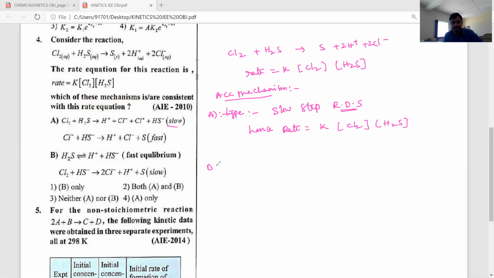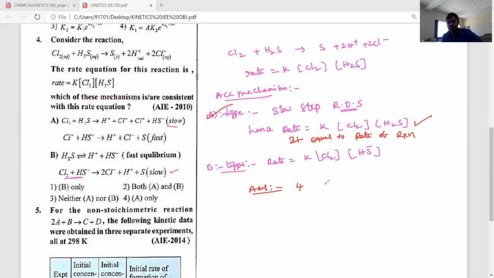Now let's see the B type. In the B type mechanism, this is the slow step. For the slow step, the rate is equal to K into concentration of Cl2 into concentration of HS-, which is not matching with the rate of the reaction. So which one is matching? This is the correct one. Experimentally, in the A mechanism, the rate matches exactly with the rate of the reaction. So the answer is A only. So the answer is the fourth option.